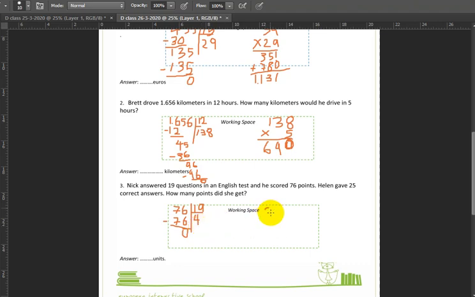So how much will 25 questions be worth? To find that, I'm going to do 25 times 4. 4 by 5 makes 20. Sorry, 0, I carried 2. 4 by 2 makes 8, plus 2 that I carried over makes 10, so 100. So Nick got 100 points.